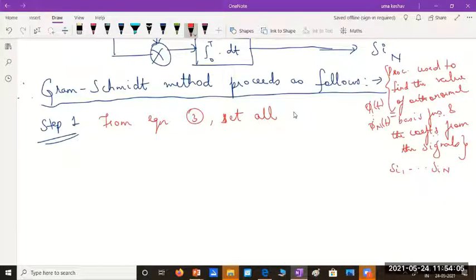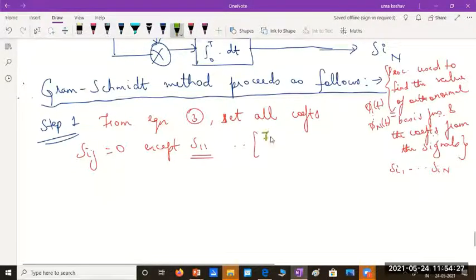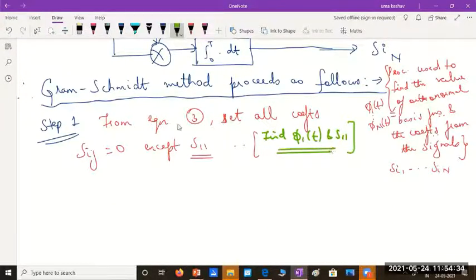Set all coefficients Sij to 0 except S11. So from the first equation, I want to find the value of the coefficient S11 and phi 1. Here we are interested in finding phi 1 and S11. These are the two things I am interested in finding from the first equation, that is equation 3. Okay. So what should I do?